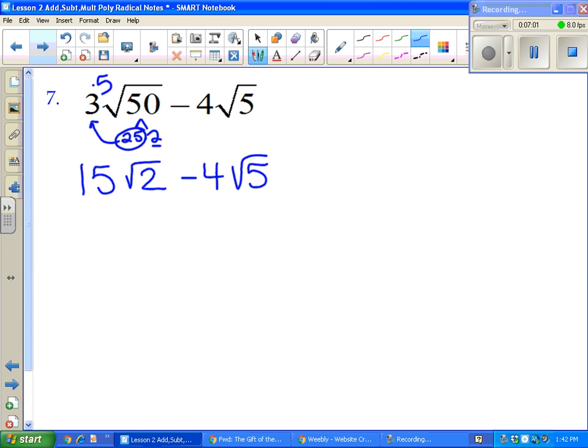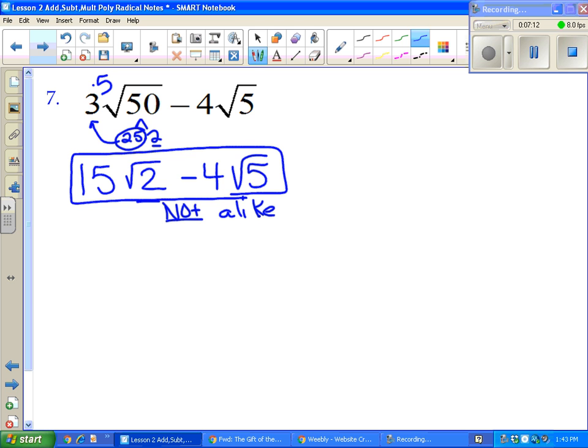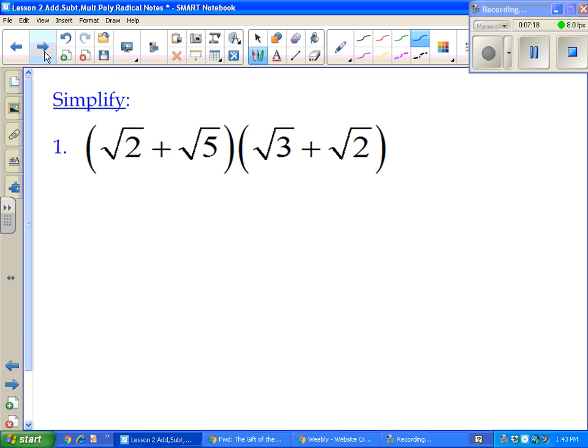Even though I tried to simplify the 50 and I ended up with a 2, these are not alike. Since they're not alike, I cannot do anything else with it. And this becomes my final answer. 15 root 2 minus 4 root 5, or square root. You can say square root or root.